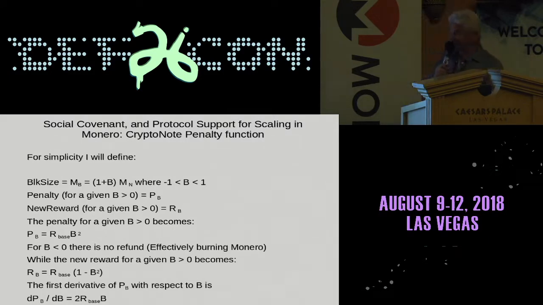This is the basic reduced CryptoNote penalty formula. There's a really interesting point about this. If B is less than 0, i.e. if you don't increase the block size, there's no refund. Now, anyone care to guess why this is a burning of Monero? Any stabs at this? Why not refund the penalty?